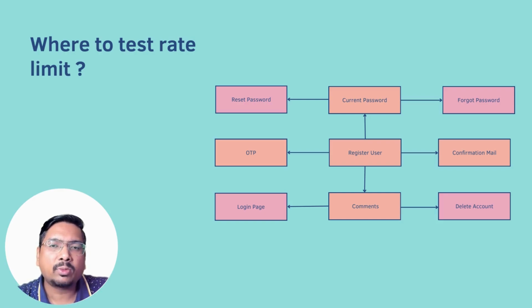When you reset the password, sometimes you will observe there is a current password field. On that current password, you can also test no rate limit. We can also test no rate limit on forget password. On the login page, there's a brute force attack which you can do if there is no rate limit vulnerability. On comments also, even on delete account also, there are a lot more requests or endpoints where you can test the rate limit.